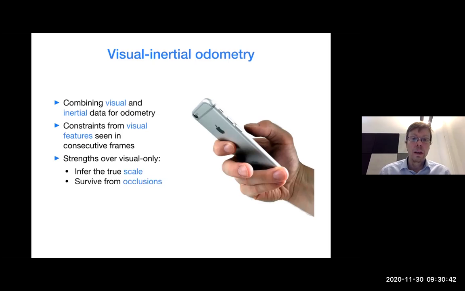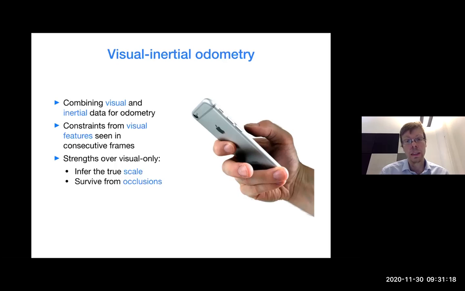And these sensor modalities are complementary. So there also exist methods that are only based on cameras, and these are pure visual odometry methods. But this visual inertial odometry has the advantage that the accelerometer allows us to infer the true scale of the motion, whereas pure monocular visual odometry can only give the motion up to scale. So the scale can be arbitrary.